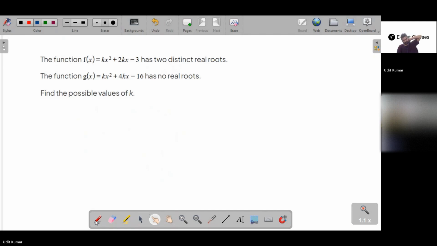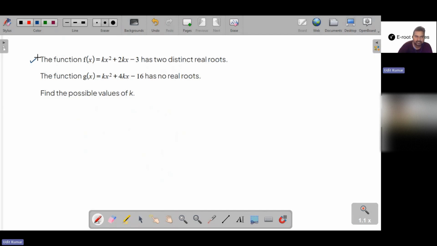Okay, I have an answer. What's your answer? k equals 0, k equals minus 6, and k equals 0 and k equals minus 16. No, it's wrong. Okay. So what have I done?